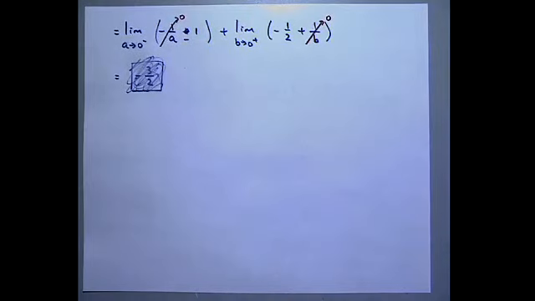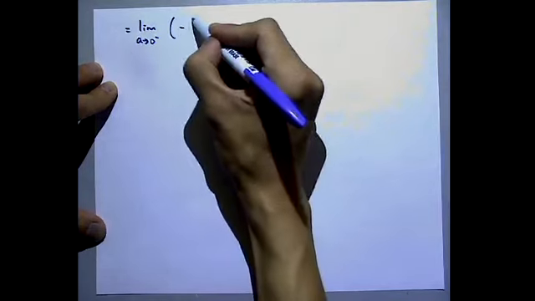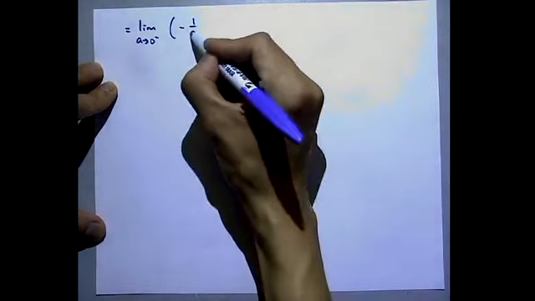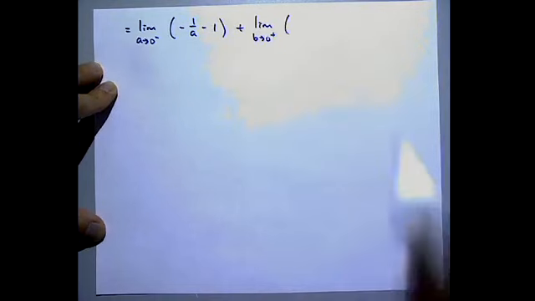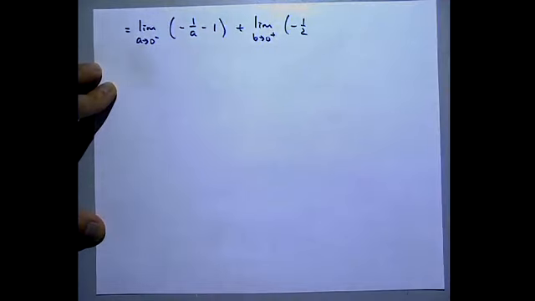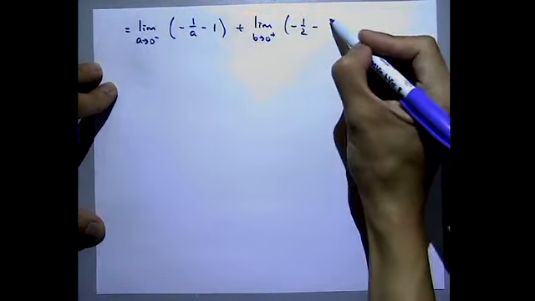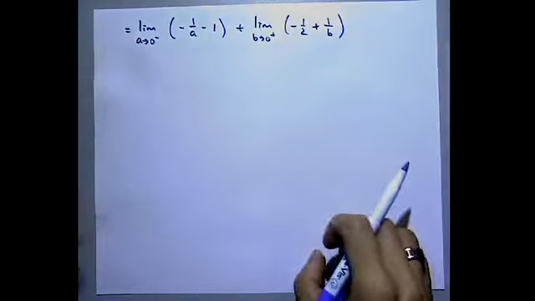Oh, let me throw this page away. You are absolutely right. Okay, where was that? Here. Minus 1. Yep. B to 0 from the right. Minus 1 over 2. And minus 1 over b. No, plus 1 over b. There we go. Much better.